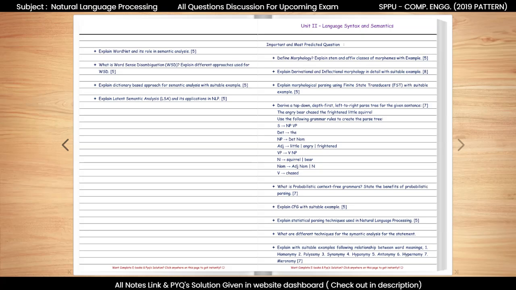Antonymy refers to opposite meanings, like hot and cold. Hypernymy is the general term that includes others, like animal for dog. Meronymy shows part-whole relationship, like wheel is part of car.